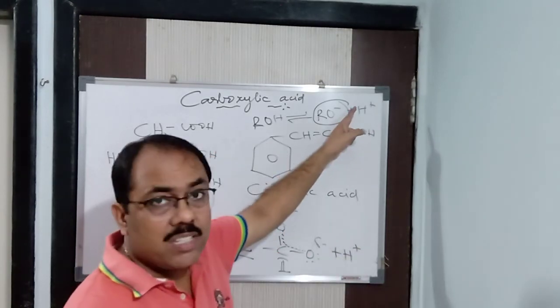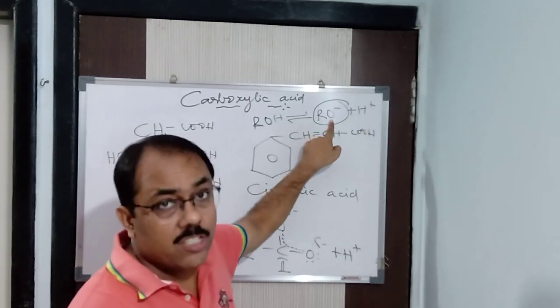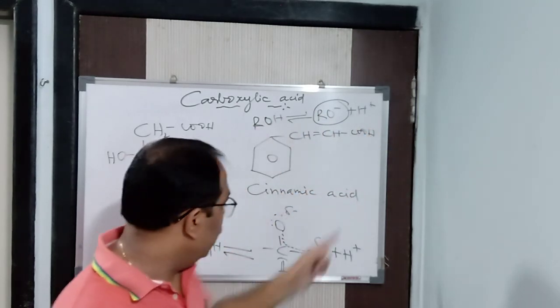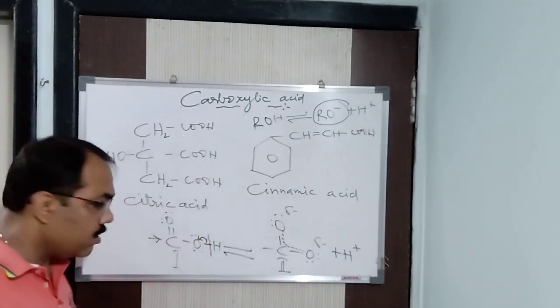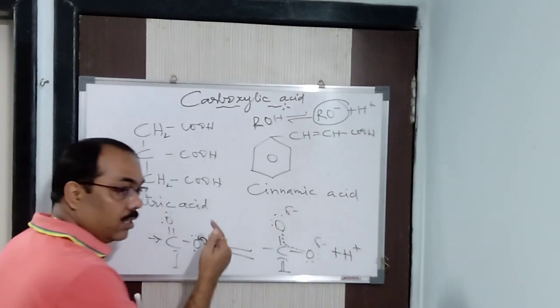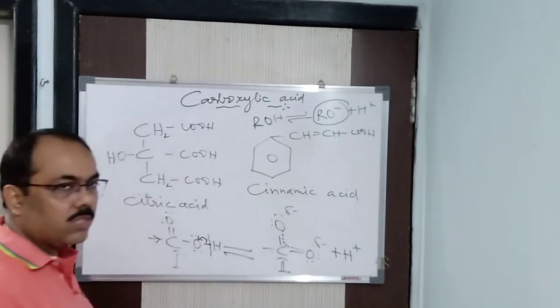So release of H plus ion does not by itself mean it is acidic. At the same time, the product has to be stable, because only if this product is stable does the equilibrium favor the forward direction. So in carboxylic acid that takes place. This product is stable, as I have explained, hence equilibrium is favored in the forward direction. Due to this reason, it behaves as a strong acid, carboxylic acid.